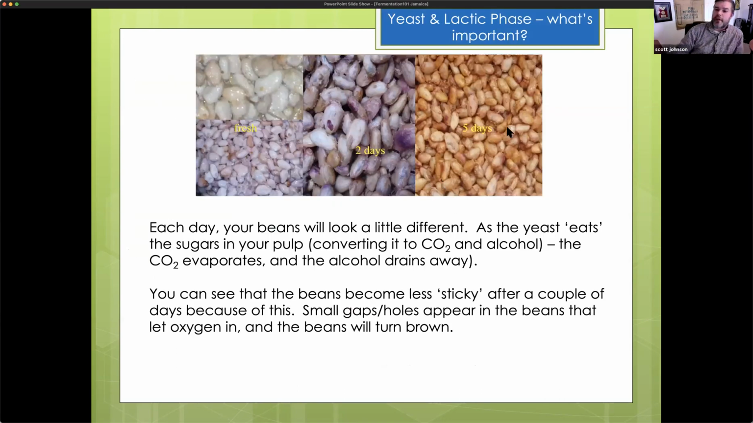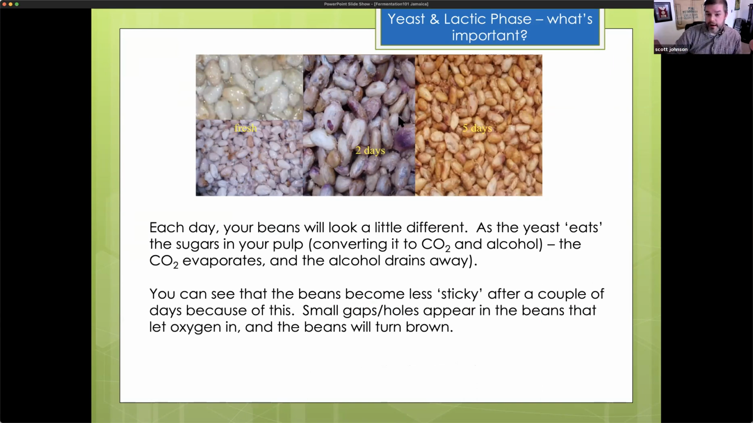All right, so we're still on the yeast and the lactic phase. Fresh beans look like this. They're very pulpy, with lots of moisture that prevents oxygen from getting into the center of your fermentation. As your fermentation proceeds, it becomes a little bit less pulpy, and now we're starting to see holes where this liquid was before. Now oxygen, your air, can get in here and start to move on to the next phase.